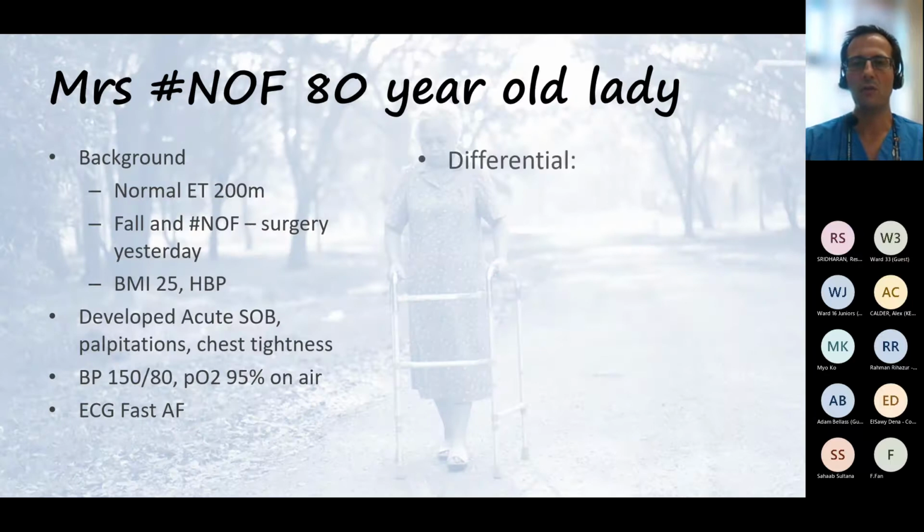So what's causing this? Why has she got fast atrial fibrillation? Yeah, maybe she's had a PE, very good. So she's at high risk of a pulmonary embolism. That could very much explain the tachycardia and the hypoxia. Any other suggestions?